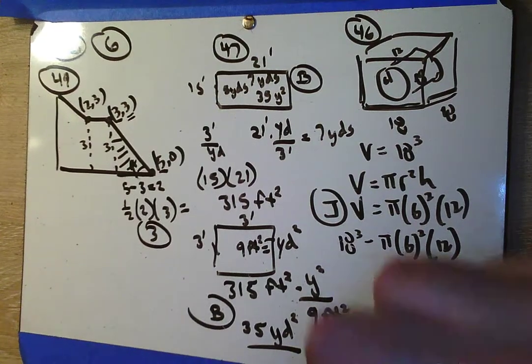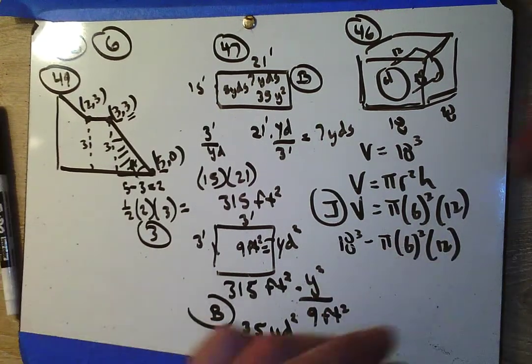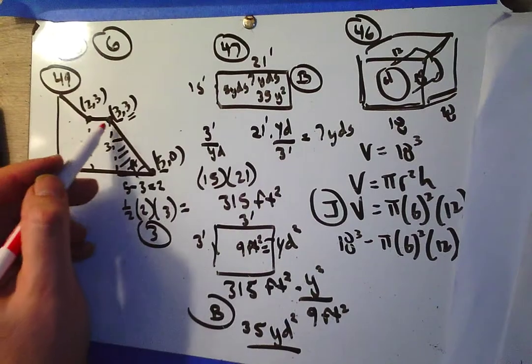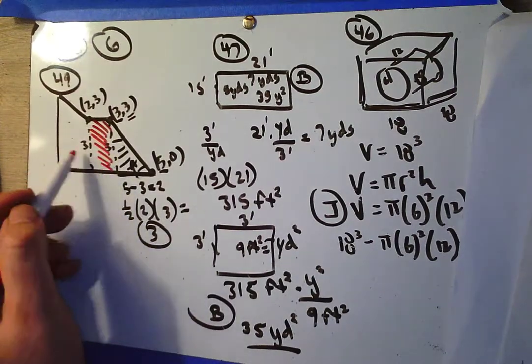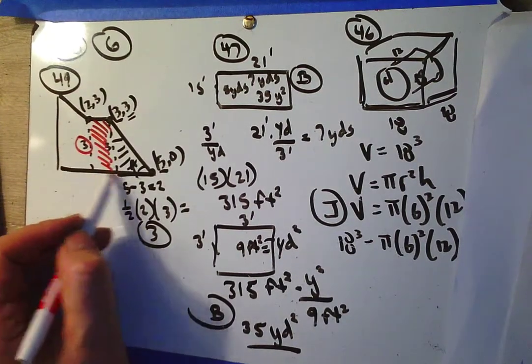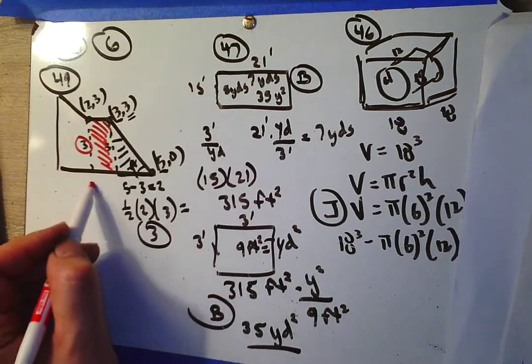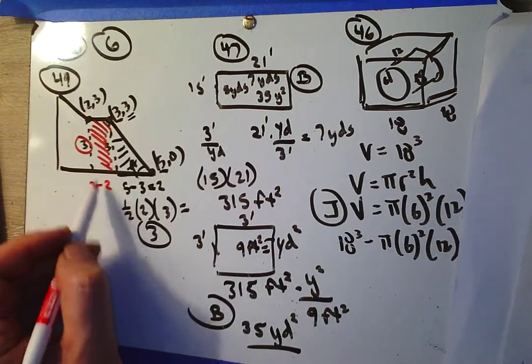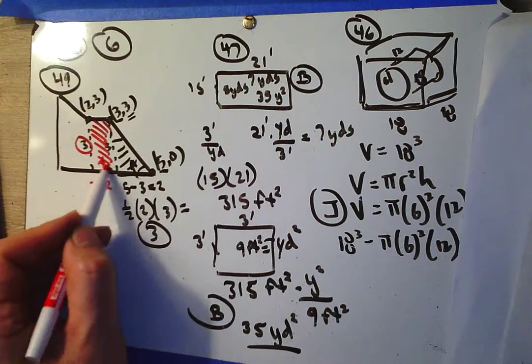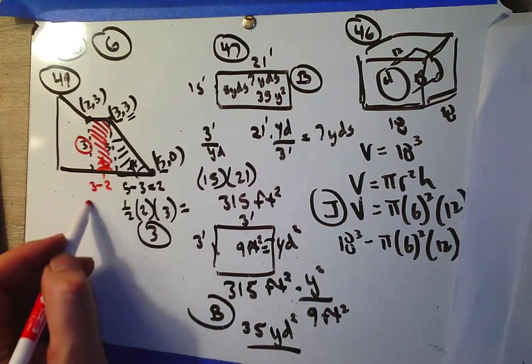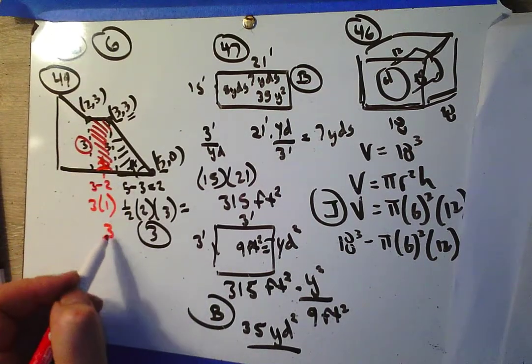Now, what about the area of the middle rectangle? Well, this rectangle has a height of 3. And what about the base? Well, the base goes from 3 to 2, so the width is 1. So the area here is 3 times 1, or 3.